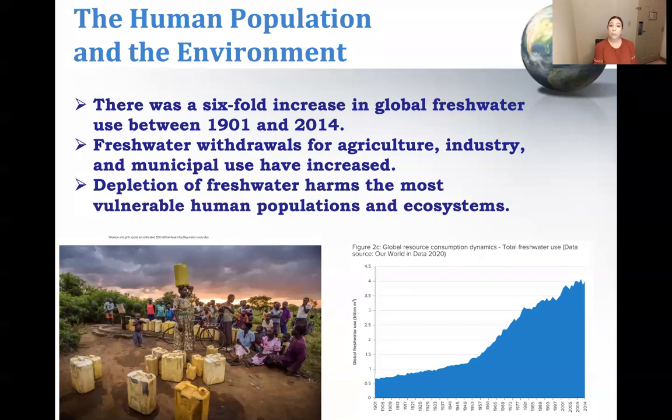So the other problem with this, obviously, is as we deplete freshwater sources, there's nothing left for the plants and animals in an area. So that can destroy ecosystems.